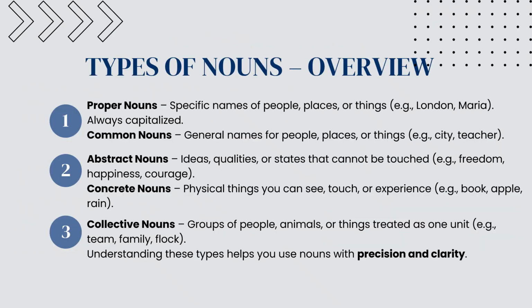Types of nouns. Now we move to classification. Nouns are not all the same. We have proper nouns, common nouns, abstract nouns, concrete nouns, collective nouns. Each type has a different role, and understanding this makes your English more precise.